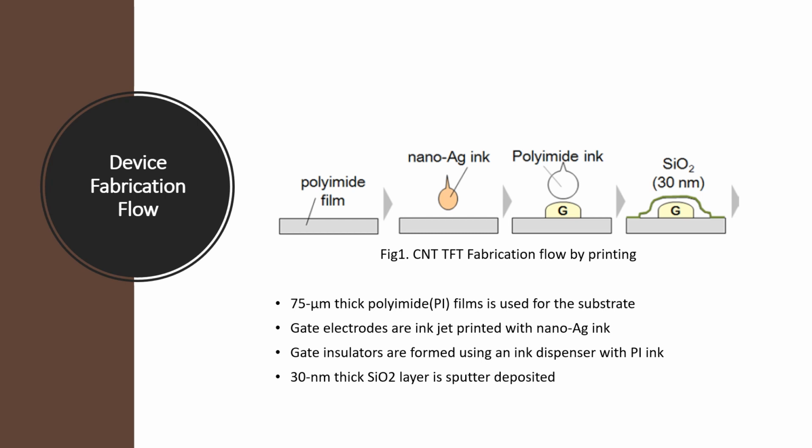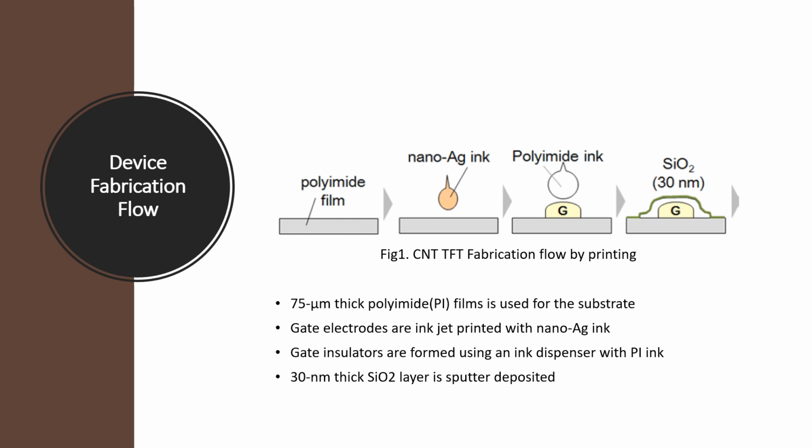Device fabrication flow. All device elements were patterned by printing methods with minimum number of materials. The surface energy and print conditions were arranged for precise pattern definition. The fabrication flow is shown in the figure, where a 75 micrometer thick polyimide film was used for the substrate.